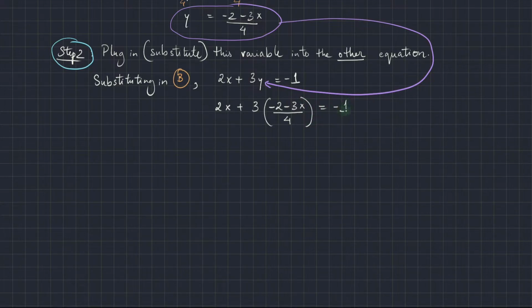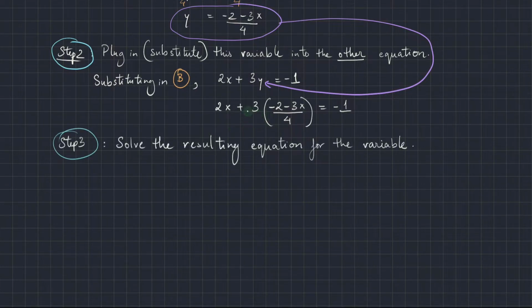equals -1. Even though this equation looks a bit complicated, it is still an equation in one unknown. Notice that we have one equation in one unknown, and this can be solved. That's going to be our step 3. The variable in this situation is x, and so let's rewrite the equation: 2x plus 3 times (negative 2 minus 3x) all over 4 equals negative 1.